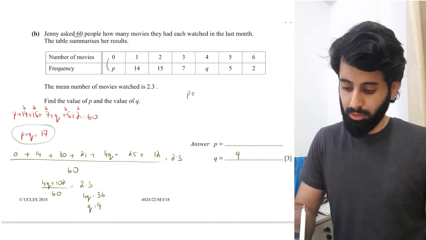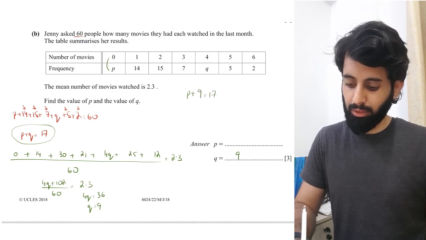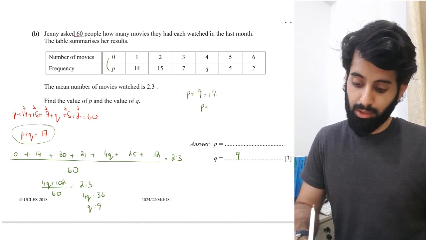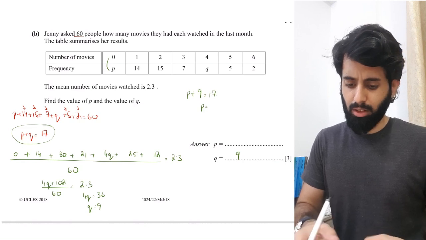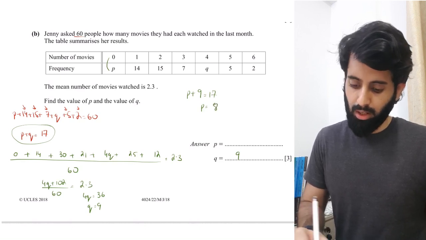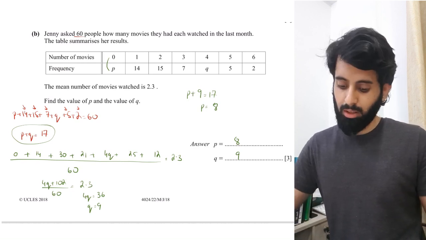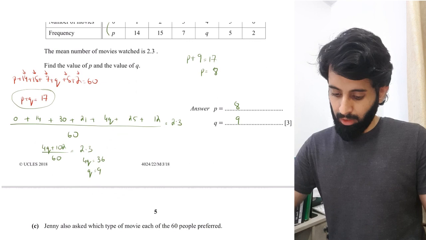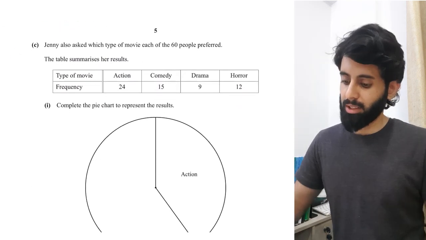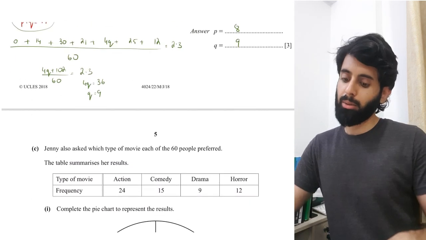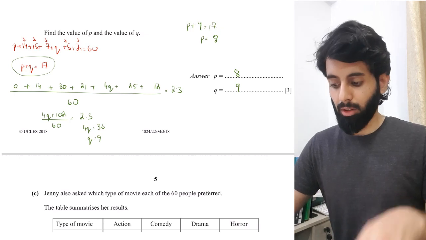P plus q was 17, so that means p plus 9 is 17, which basically means that p is equal to 17 minus 9. I don't need a calculator for that, but yeah, it's 8. Okay, so q is 9 and p is 8.